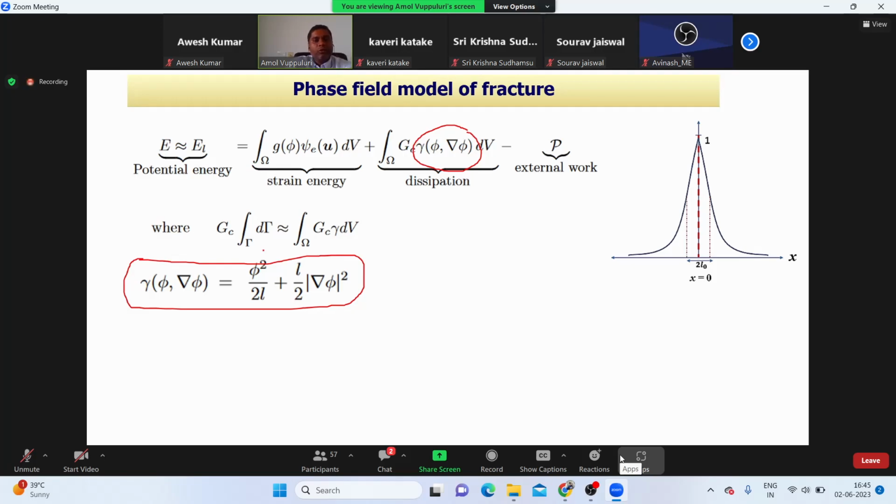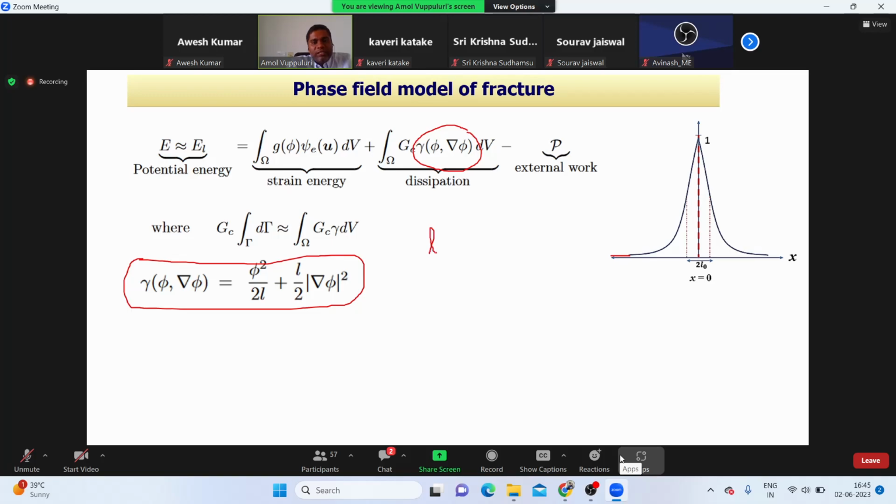Okay. So if you look at the smeared zone on your right hand side, you can observe that grad of phi exists only in this smeared zone. If you go away from this cracked zone, the grad phi becomes 0. Okay. And there is a length scale parameter also there in the gamma expression. Okay.